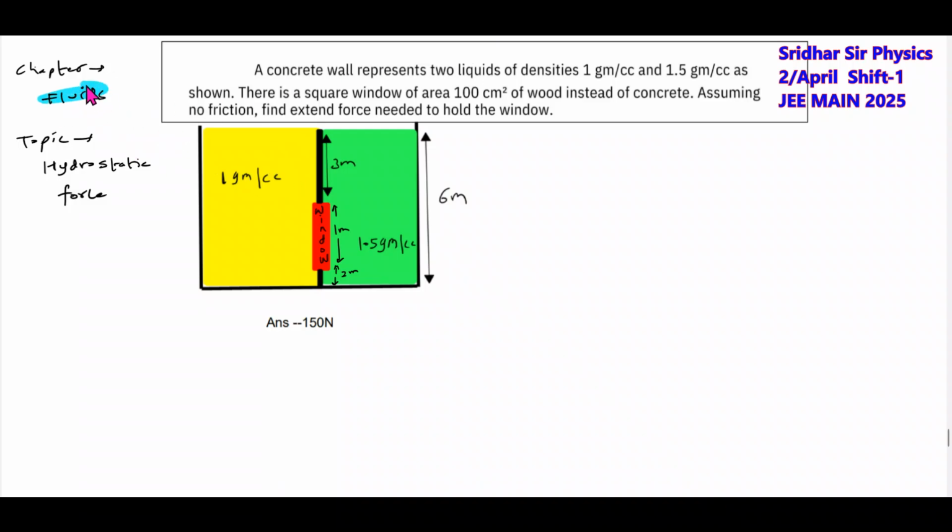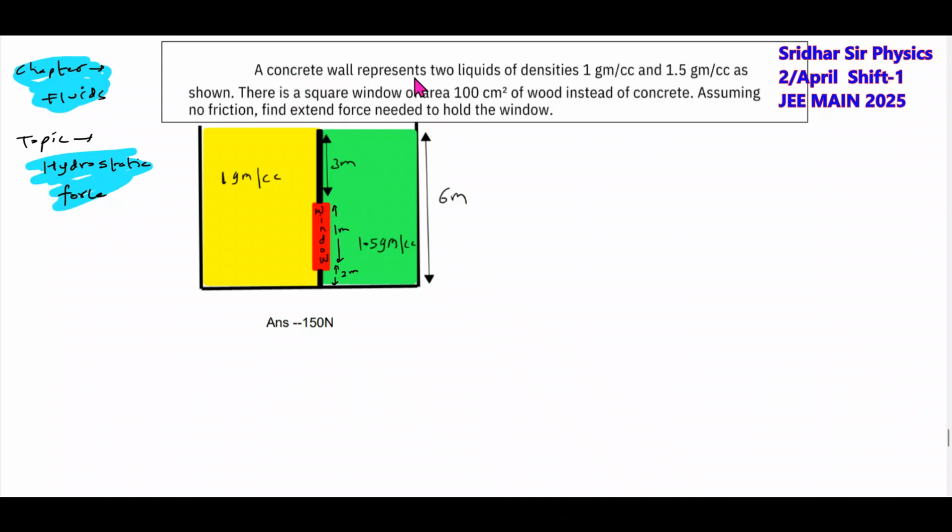Okay, there's a question based on the chapter fluid statics and hydrostatic force that we are going to discuss here. On the left hand side, we have a liquid of density 1 gram per cubic centimeter, and on the right hand side 1.5 gram per cubic centimeter. At a depth of 3 meter, we have a window whose area of cross section is 100 centimeter square. We have to calculate the force needed to hold the window.